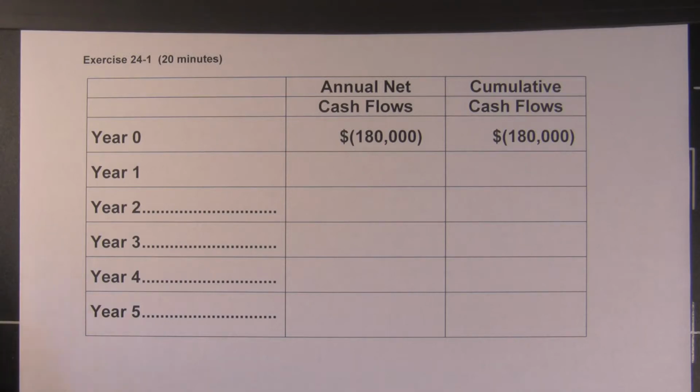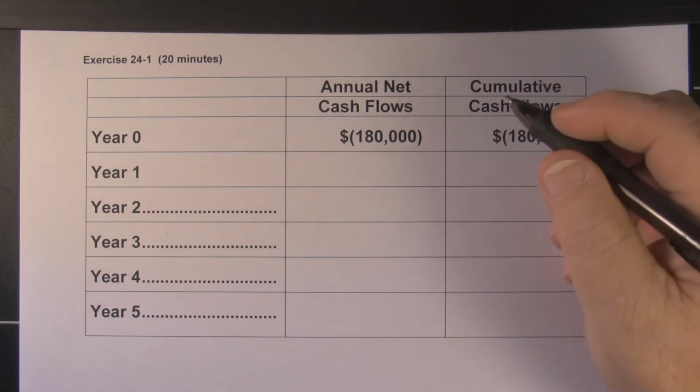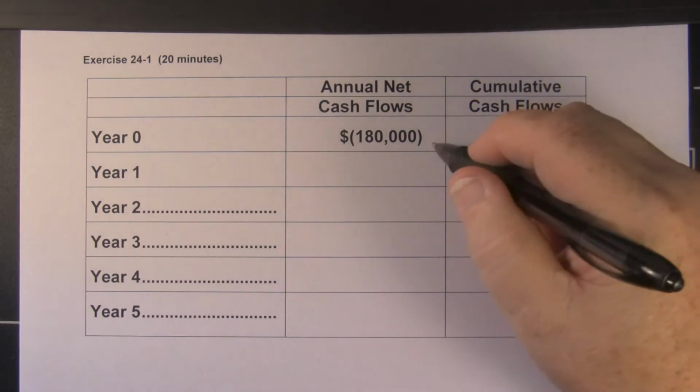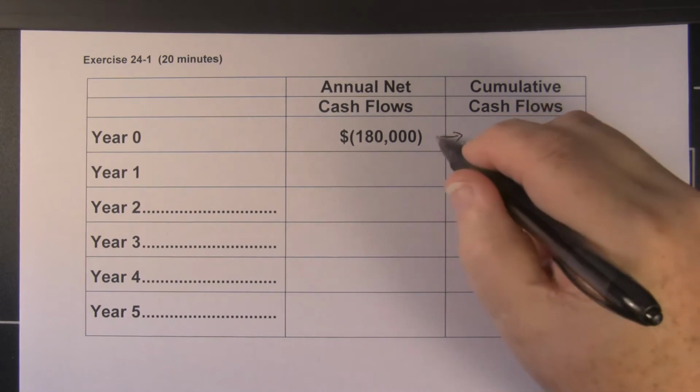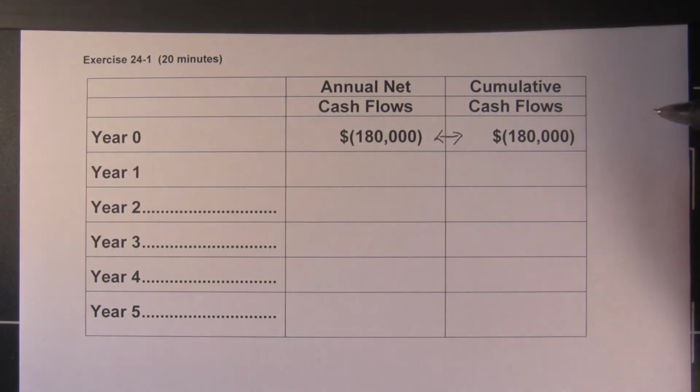Exercise 24.1 is asking us to compute the payback period when we have an uneven stream of cash flows. This is sometimes referred to as a staggered series of cash flows. So they tell us in year one, note that in year zero we have the $180,000 outflow.